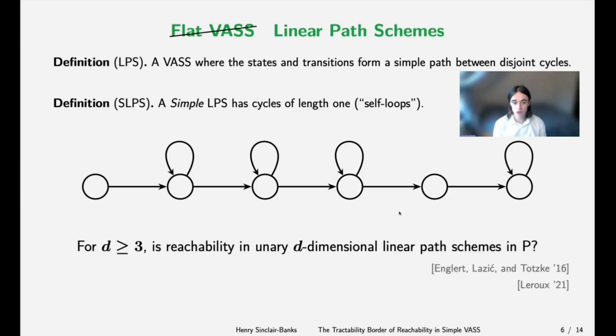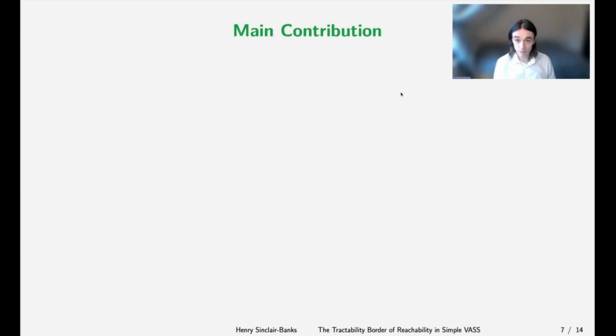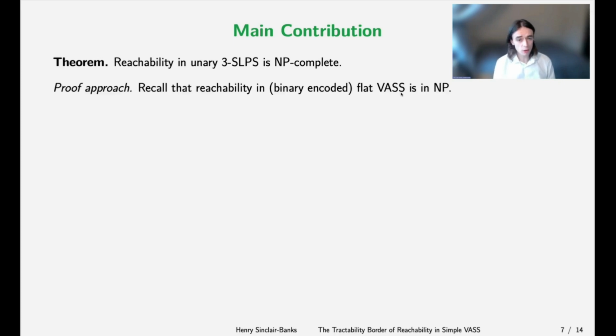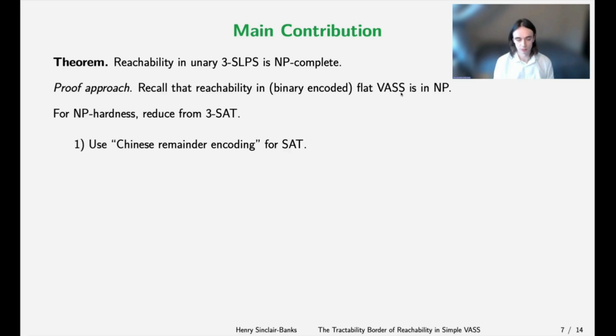And it was already asked whether reachability in unary D-dimensional linear path schemes, for any dimension D at least 3, is in P. For our main contribution, we answer with no: reachability in unary 3-dimensional even simple linear path schemes is NP complete. We know that reachability, regardless of the dimension and regardless of whether it's encoded in binary or unary, is in NP, so it remains to show how it's NP hard.